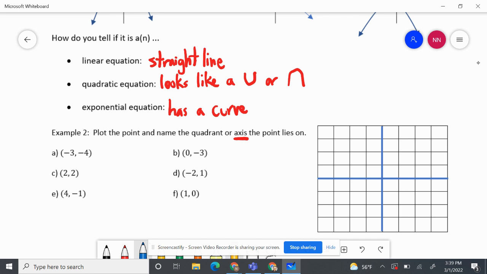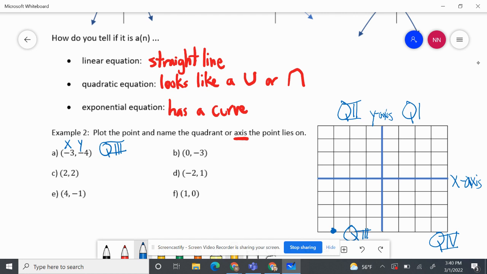This right here is -3. So just in case you forgot, first number is X, the second number is Y, just like the alphabet. X comes before Y. So we go to the left 3 and we go down 4. And that right there is going to be quadrant 3. Now, just in case you forgot the quadrants, quadrant 1, quadrant 2, quadrant 3, and we have quadrant 4. This is the x-axis, and here we have the y-axis.